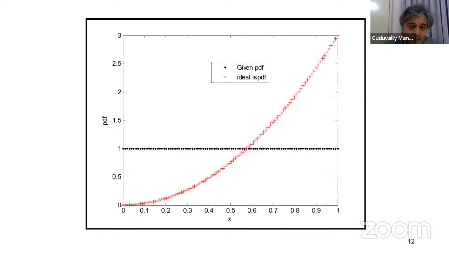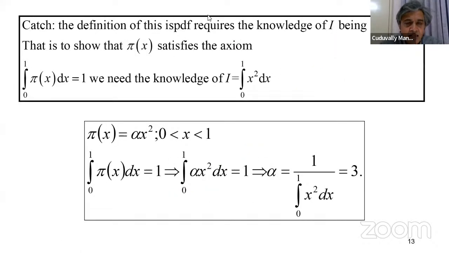So what is going on? This was my original probability density function, but now I am sampling from this red curve, and it gives the exact answer with only one sample. So where did the randomness go? The catch here is that the definition of this importance sampling density function requires knowledge of the I being evaluated.